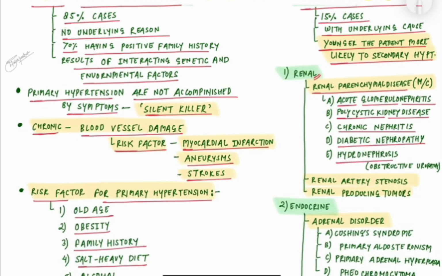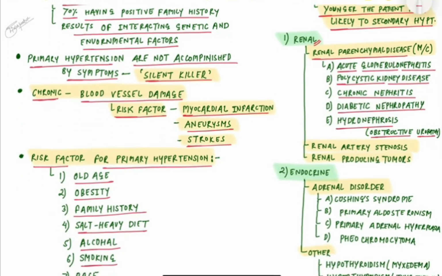hydronephrosis. Hydronephrosis means excess fluid in the kidney, also called obstructive uropathy, obstruction in the ureter. Renal artery stenosis means narrowing of the renal arteries. Renin producing tumors.